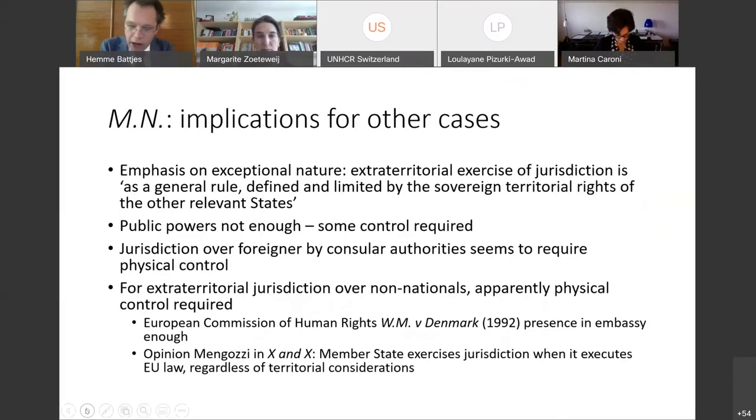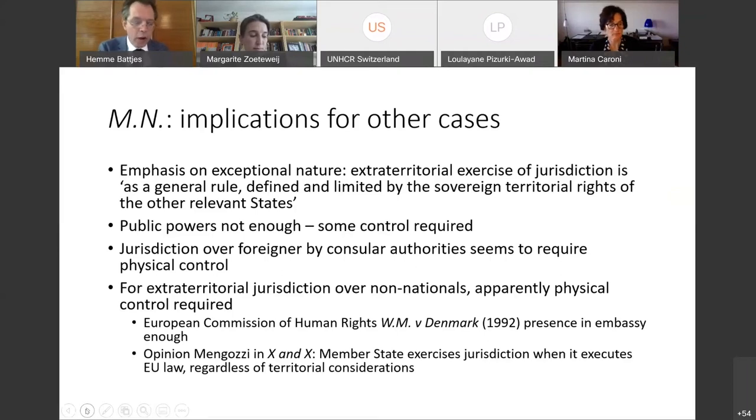So this was a, well, quite disappointing case, I think. And what is worse, it has not so good implications, I think, for other cases on extraterritorial jurisdiction. For one thing, the court put very much stress on the exceptional nature of the extraterritorial exercise of jurisdiction. And for the first time since Banković, it repeated this statement that the extraterritorial exercise of jurisdiction is, as a general rule, defined and limited by the sovereign territorial rights of the other relevant states.